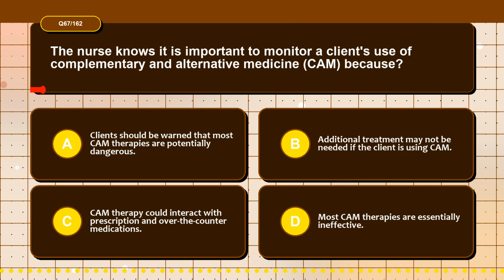Question 67. The nurse knows it is important to monitor a client's use of complementary and alternative medicine, CAM, because? Here are the options. Option A. Clients should be warned that most CAM therapies are potentially dangerous. Option B. Additional treatment may not be needed if the client is using CAM. Option C. CAM therapy could interact with prescription and over-the-counter medications. Option D. Most CAM therapies are essentially ineffective.